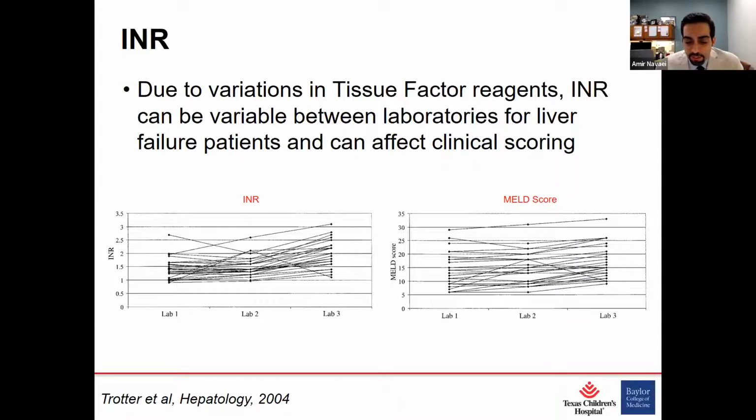INR shows significant variability between labs, and this is mainly, as we discussed, because of the thromboplastin reagents that they use. And we know that it has not been standardized so far for liver failure patients because of the highly variable nature of liver failure. In this study by Trotter et al., they basically demonstrated this change between different labs using the same cirrhotic plasma samples, showing how it can affect clinical scoring systems such as the MELD score, which can potentially affect our decisions about the patient.